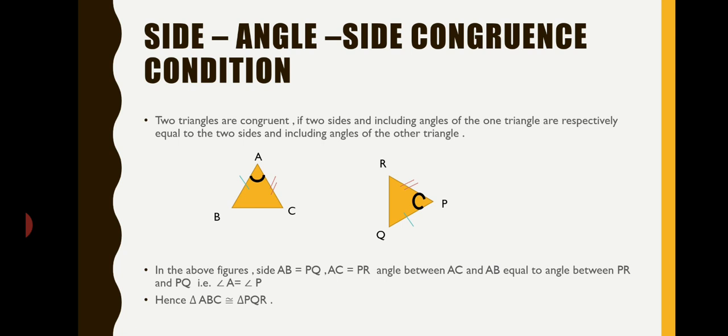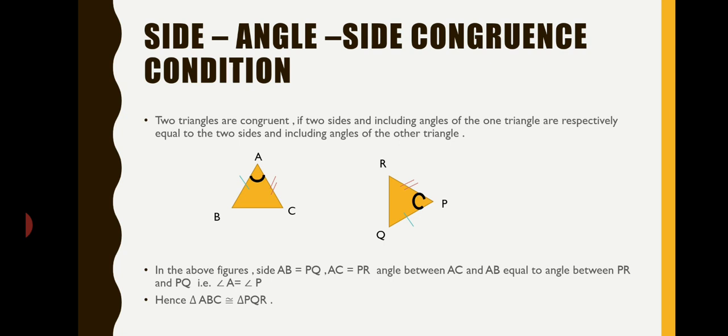The next condition is the side angle side congruency condition. Side angle side means here two sides and one angle are equal. But as I told you, the sequence is very important. Why is that sequence important? Now we will make it clear. Two triangles are congruent if two sides and the included angle, meaning the angle formed by those two sides of one triangle, are respectively equal to two sides and the included angle of the other triangle.